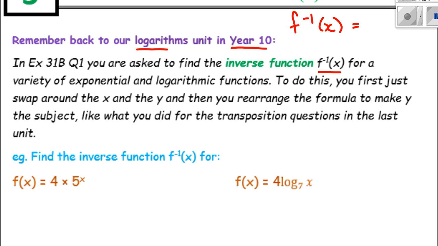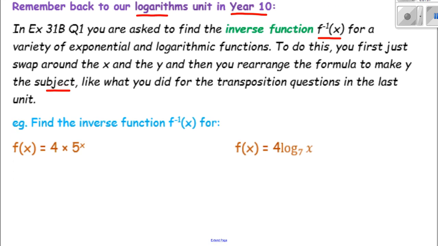To do this, you first just swap around the x and y, and then you rearrange or transpose the formula to make y the subject, like what you did for the transposition questions in the transposition unit last year. So find the inverse function for this one. f of x equals 4 times 5 to the power of x. Remember, f of x just means y equals 4 times 5 to the power of x.